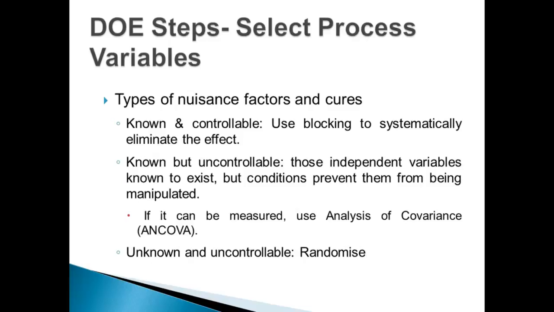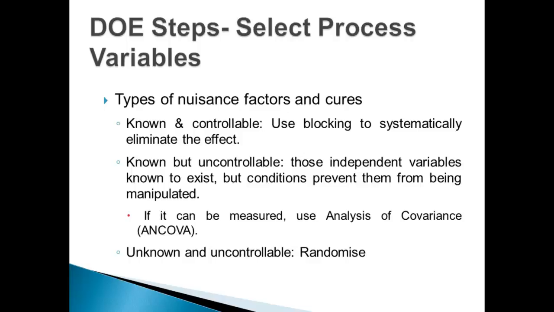Types of nuisance factors and cures. There are known and controllable factors. Here we use blocking to systematically eliminate the effect. So we know them and we can control them. They will be easy to eliminate.